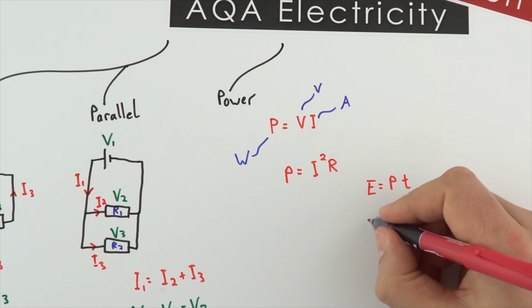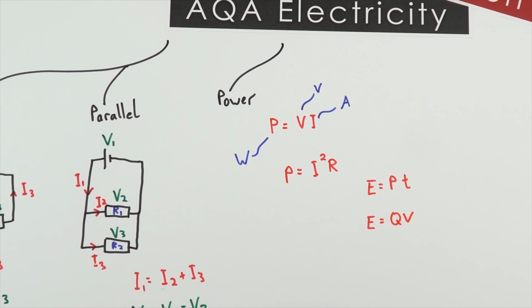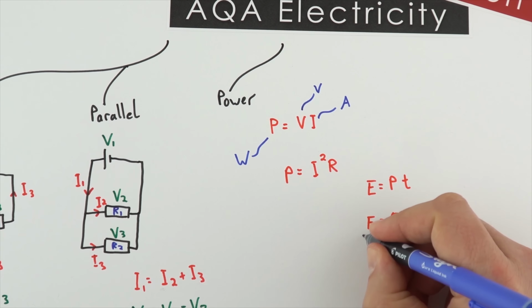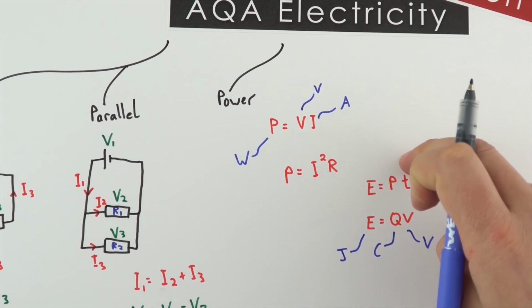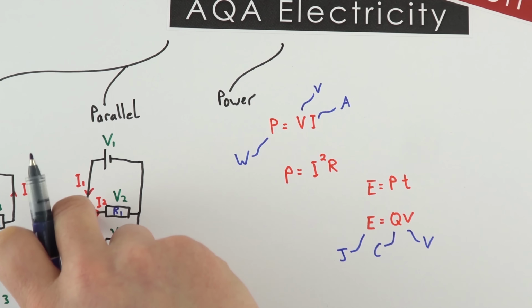And another way of looking at the energy transferred is that it is equal to QV. So this is Q, which is a charge in coulombs, times potential difference in volts, and this then gives our energy transferred in joules. So there's a whole load of different equations that you need to be familiar with that you can then apply to circuits.